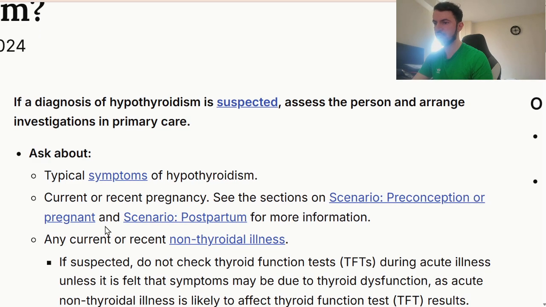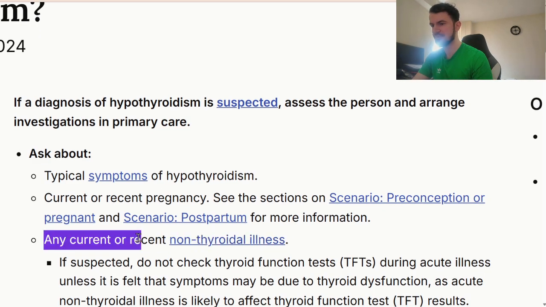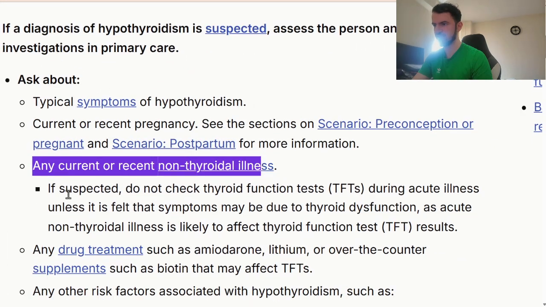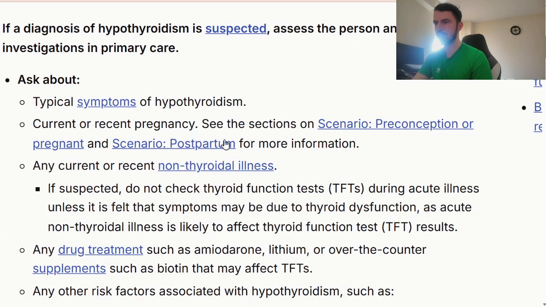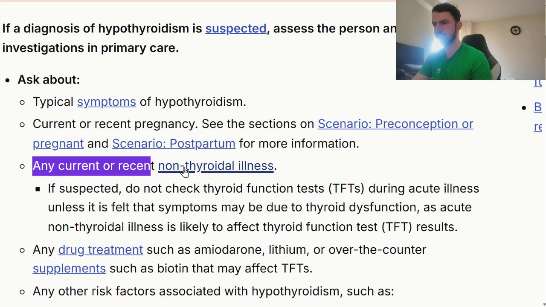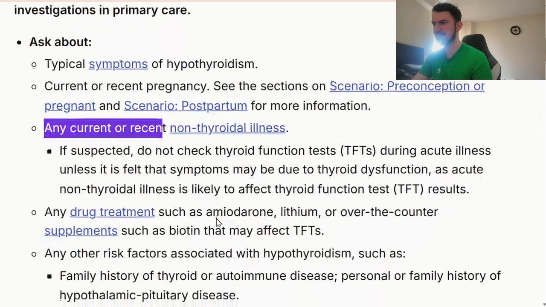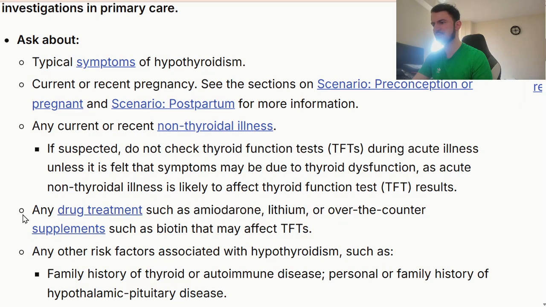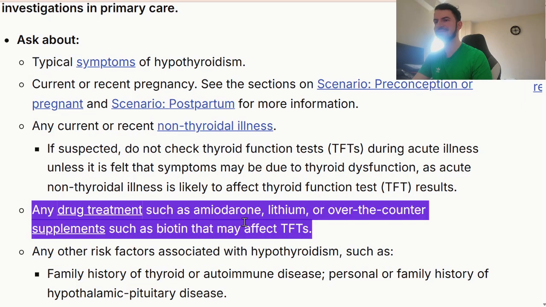So any current or recent non-thyroidal illness, and here it says do not check TFTs. We need to understand what they mean by non-thyroidal illness. This could mean many, many things. Any drug treatment such as amiodarone, lithium, or OTC supplements such as biotin may affect TFTs.